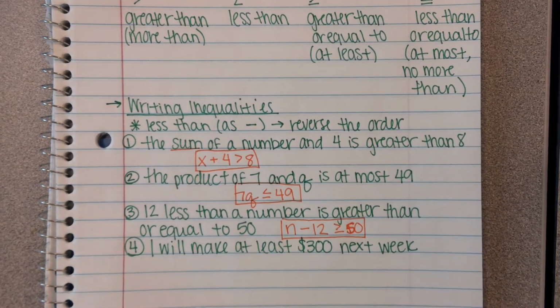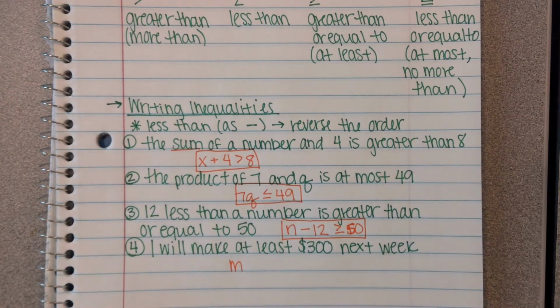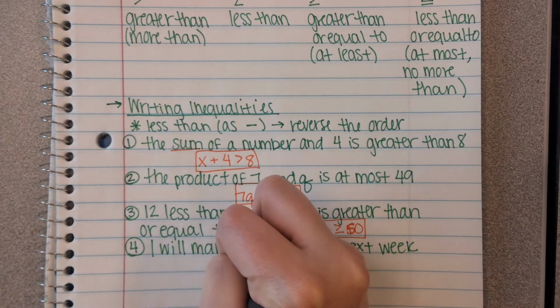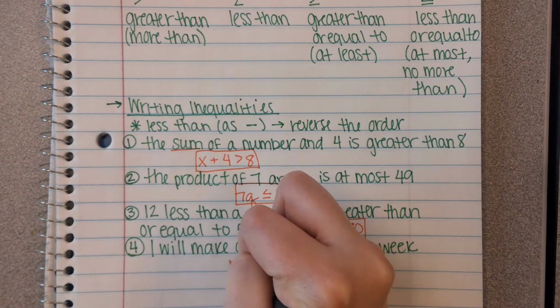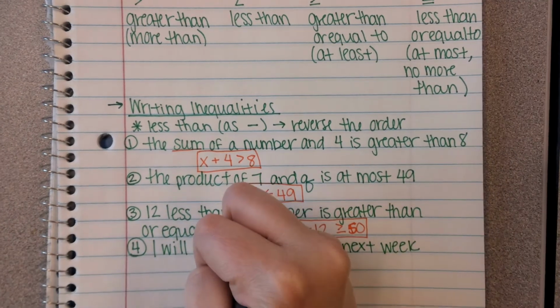And then last, I will make at least $300 next week. So I'm not sure how much I'm going to make, so I'm going to pick a variable. I'm going to say M, because that's what I'm making. So at least means the minimum I'm going to get is 300. I could get exactly 300, or I could get more than 300. So that's going to be greater than or equal to $300.